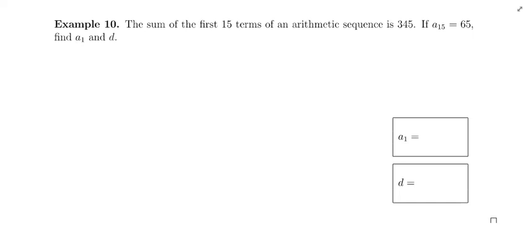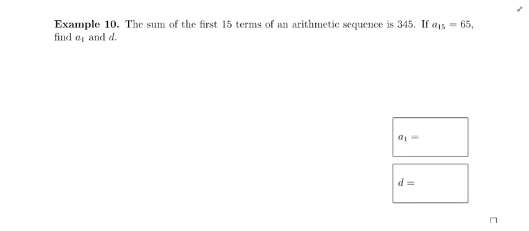Example 10. The sum of the first 15 terms of an arithmetic sequence is 345. If A15 is 65, find A1 and D. All right, so we are dealing with an arithmetic sequence. We don't know much about this sequence other than if you add up the first 15 terms, you're going to get 345. And we know specifically that the 15th term is 65. So not a whole lot to go on.